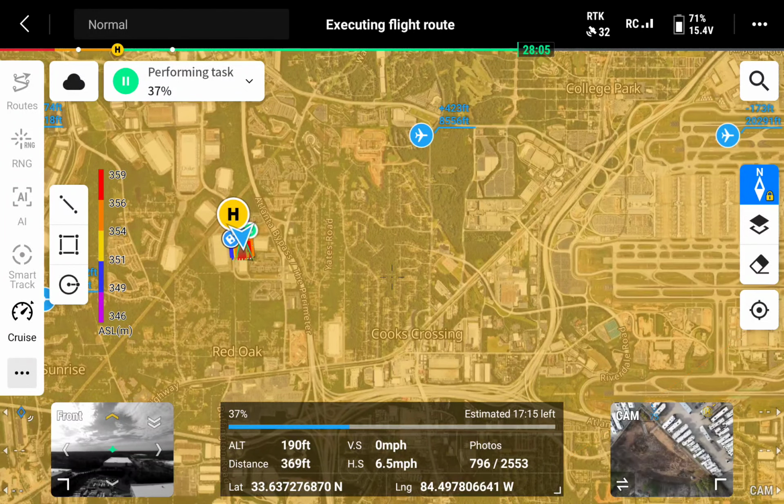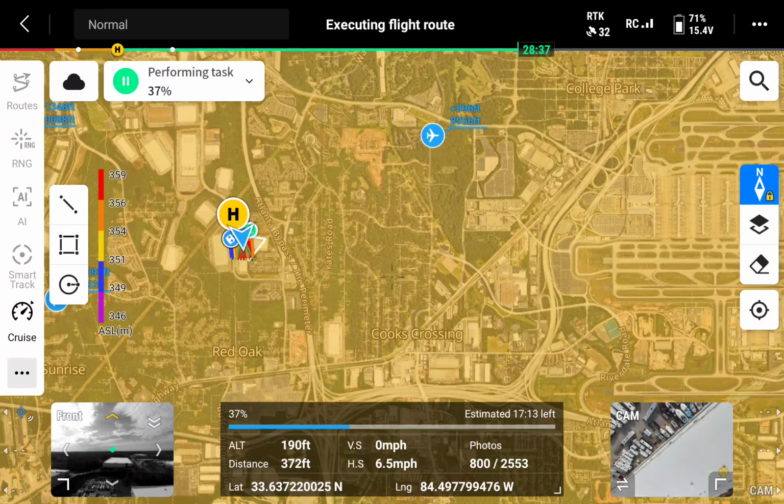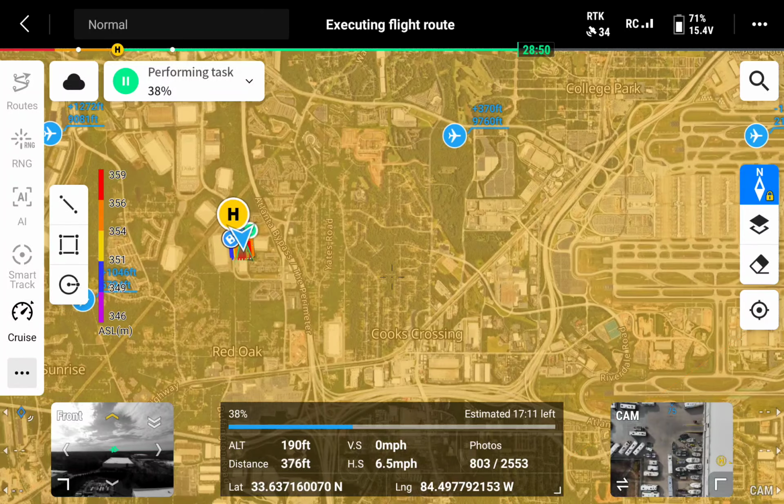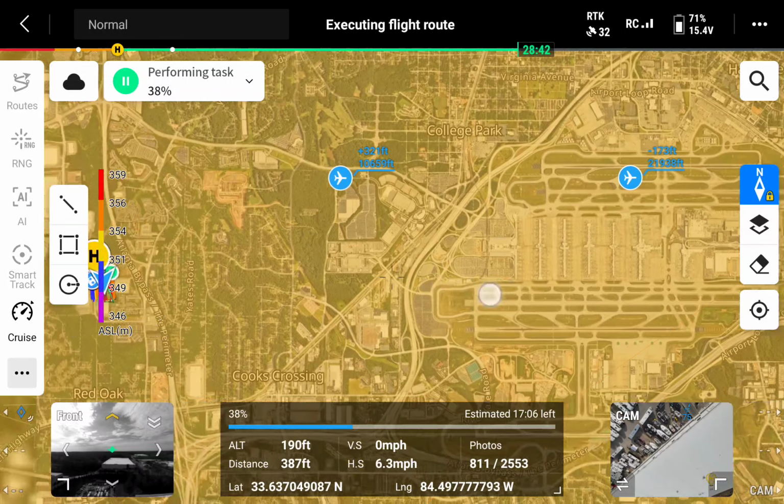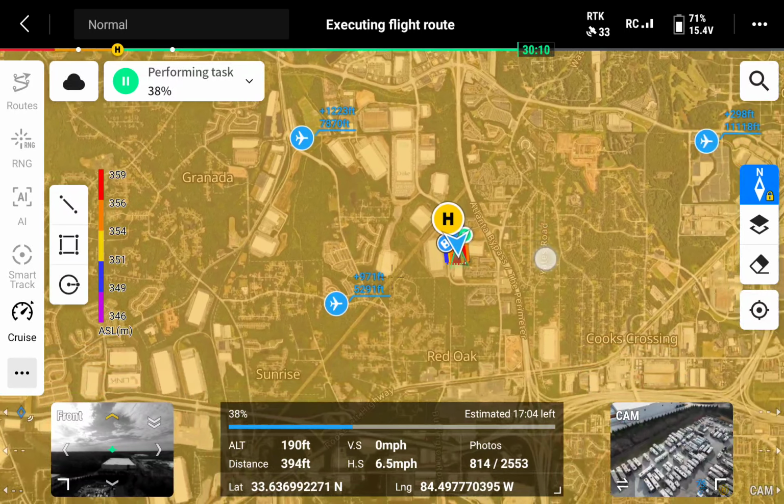So this is an example of flying legally in busy airspace. I'm outside of Atlanta, Hartsfield. You can see it over here on the right side of the screen, everything. I'm actually right on the inbound flight path.